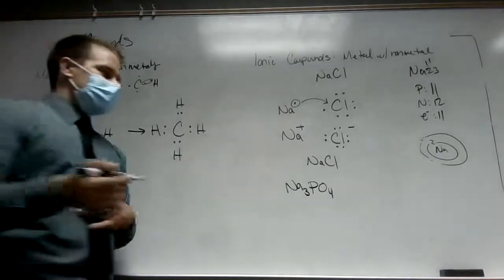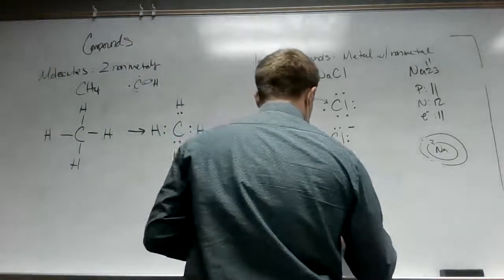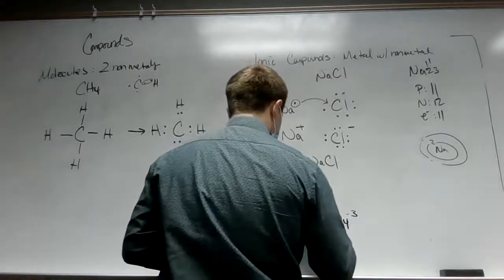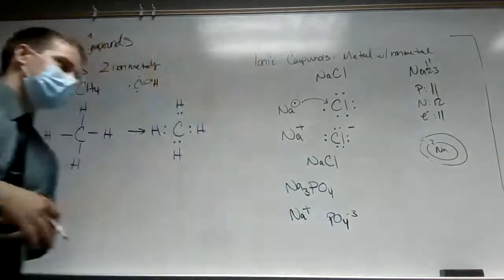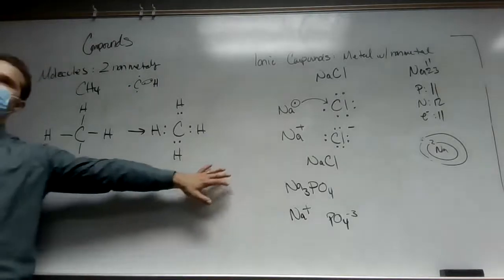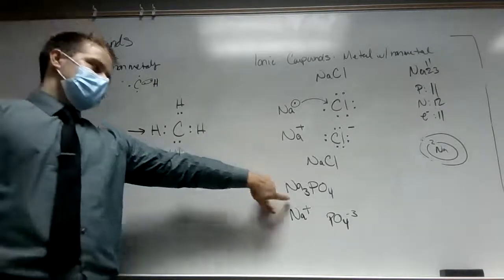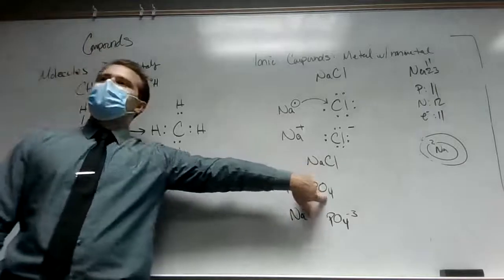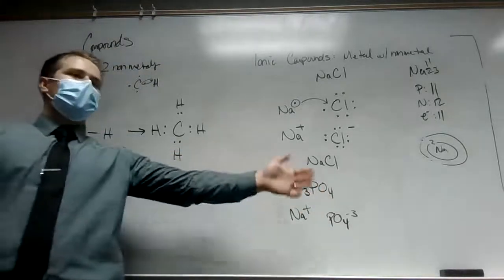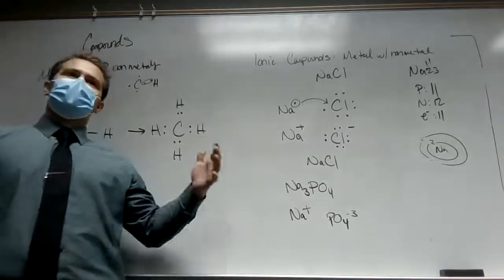What we'll talk about this upcoming week is that phosphate has a negative 3 charge, and sodium, when it becomes an ion, has a positive 1 charge. That's why we need 3 of them to make this neutral. But this is just a ratio. We have 3 sodium to 1 phosphate. Likewise, if we had 6 sodium, we would have 2 phosphate, but we would never draw that out in the ionic form.